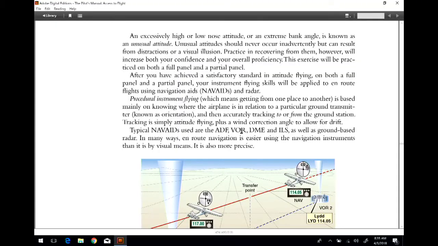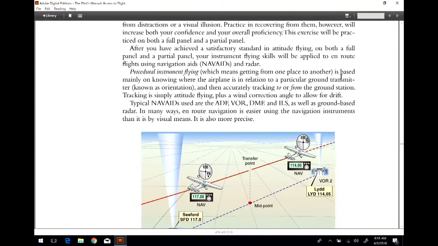So as we look here, recognizing unusual attitudes and how to correct from them is something that you practice when you fly.